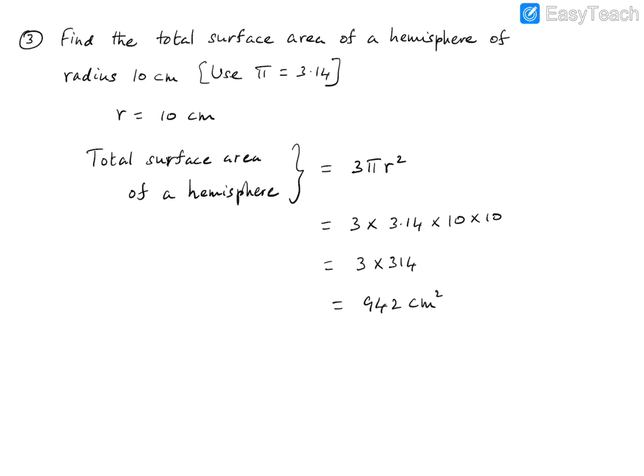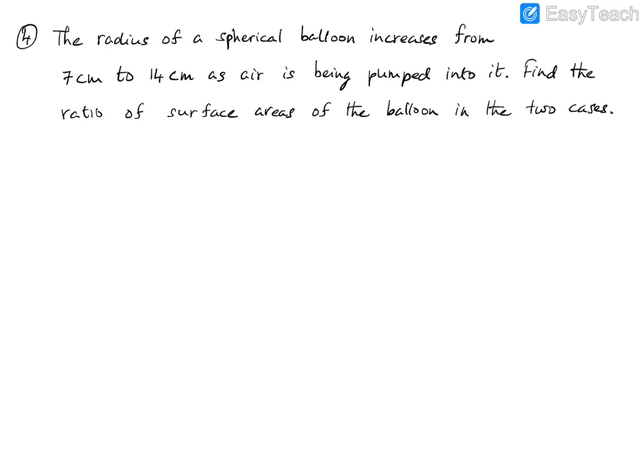Well, let us now move on to the next question. In the next question, we are given the radius of a spherical balloon increases from 7 centimeters to 14 centimeters as air is being pumped into it. We are asked to find the ratio of the surface areas of the balloon in the two cases. So we have a sphere of radius 7 centimeters and another sphere of radius 14 centimeters. So for each of these radii, we can calculate what's the surface area. And then we have to find the ratio of those two surface areas, which is fairly straightforward.